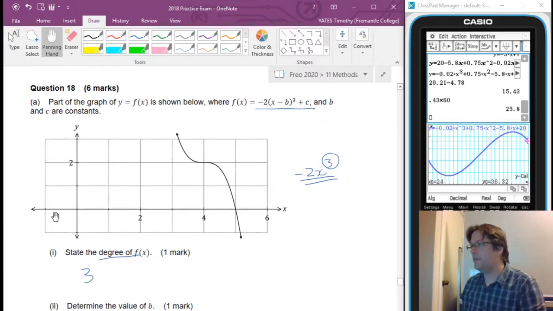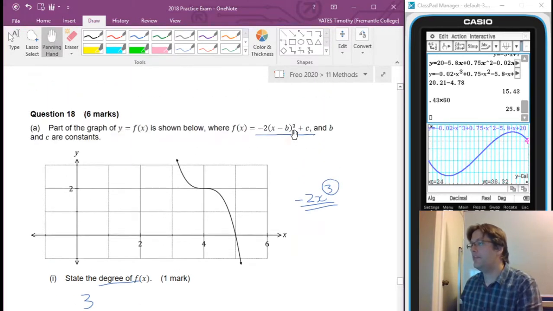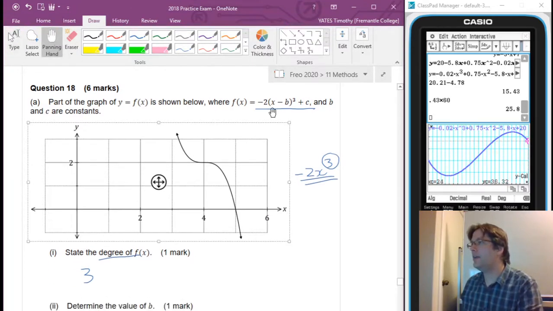What's b? Well, it's been shifted to the right 4 spots, so b equals 4. Easy. What's f of 0? Well, we need to know what c is. It's just been shifted up. This is the focus point, or saddle point, point of inflection, whatever you want to call it. This point here has been shifted to the right by 4, up by 2. So we know that b is 4 and c is 2. And at the y-intercept, x is 0.